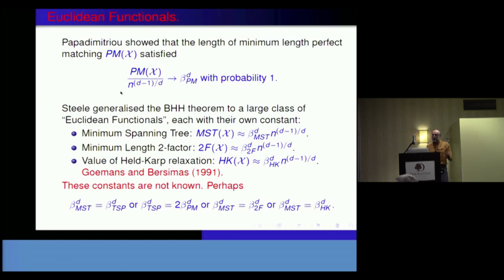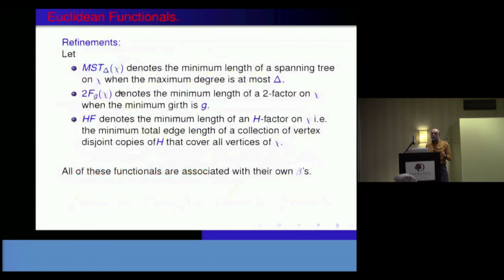Okay. And none of these constants are known. I mean, not to me anyway, as far as I know. And I suppose if anybody comes and tells me now, this is the end of the talk. So these constants are not known, and they could in fact all be the same. You could in fact have beta MST equal beta TSP, or the beta TSP could be twice the perfect matching. Or the Held-Karp bound could be asymptotically optimal. It could be, but yeah, sure.